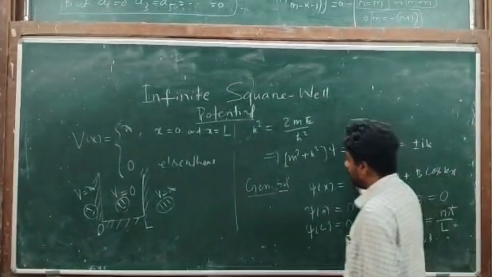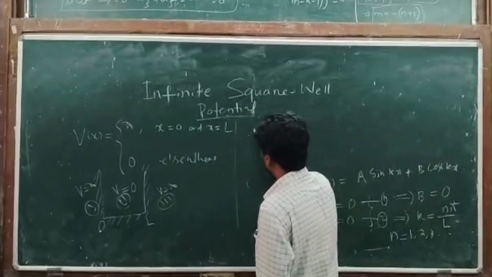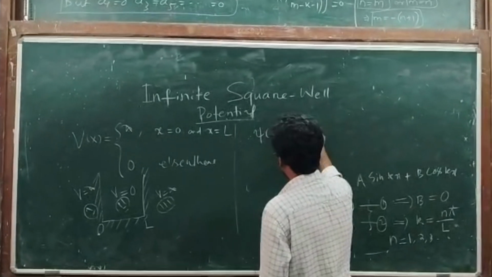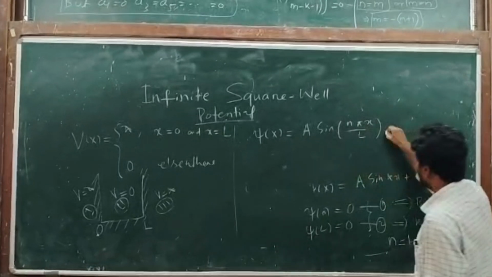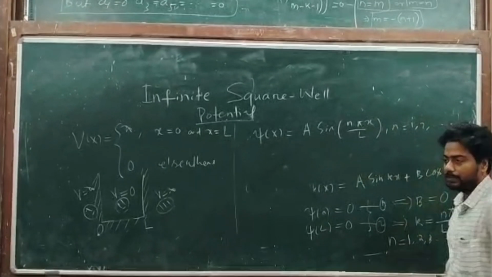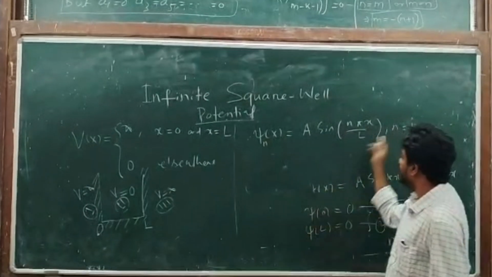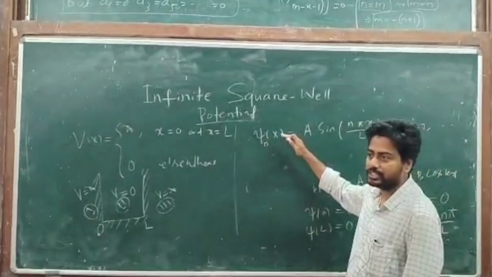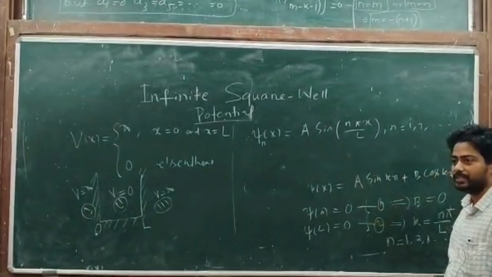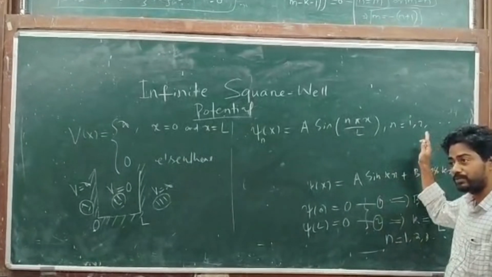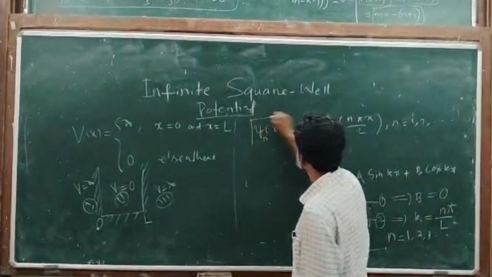So with this condition, what will our final solution look like? psi of x equal to a sin(n pi x by L), with n equal to 1, 2, 3 and so on. The interesting part is that you can write a different wave function for each n. Because n is not a fractional value but an integer value, this is quantized. So this is the wave function for each n.